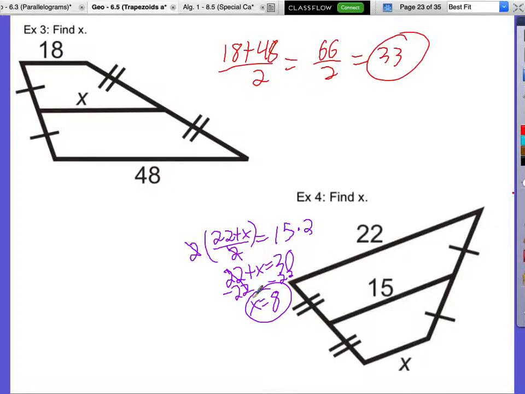Okay. Questions on that one? Once again, that setup's important there. So if we don't understand how we got the setup or why we did it in solving, we need to ask right now.